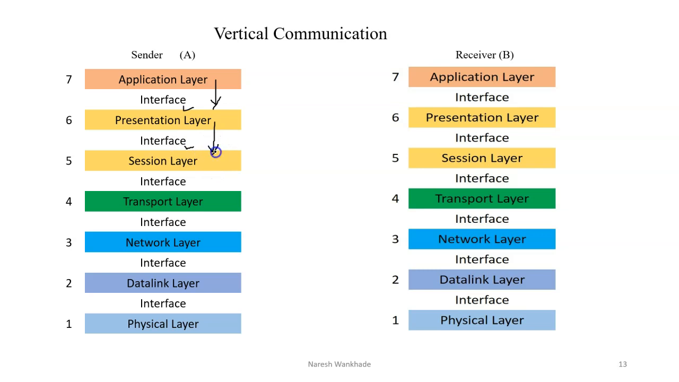This session layer interacts with transport layer through interface between session layer and the transport layer. Transport layer again interacts with network layer through this interface. Means the flow of data is there from upper layer, which is application layer, to the physical layer, which is lower layer of OSI reference model, from top to bottom direction. So at sender side, vertical communication is there from top to bottom.